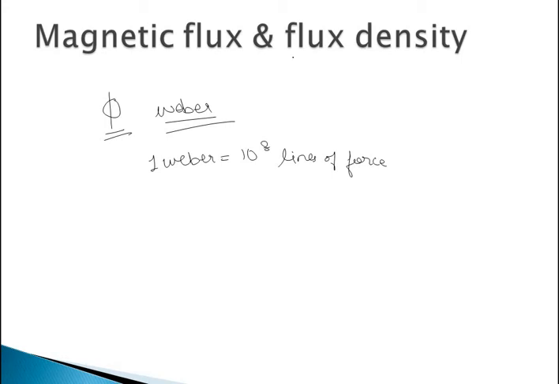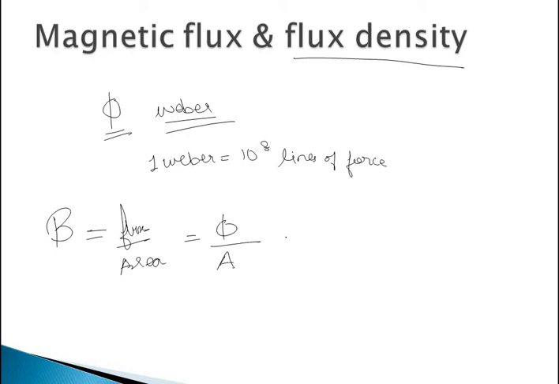Next term is flux density. Flux density is given by capital B, and we can define flux density as the ratio of flux per unit area. Flux per unit area. So flux, we know, is given by symbol phi, per unit area. So unit of flux is Weber, unit of area will be meter square. So unit of flux density is Weber per meter square.